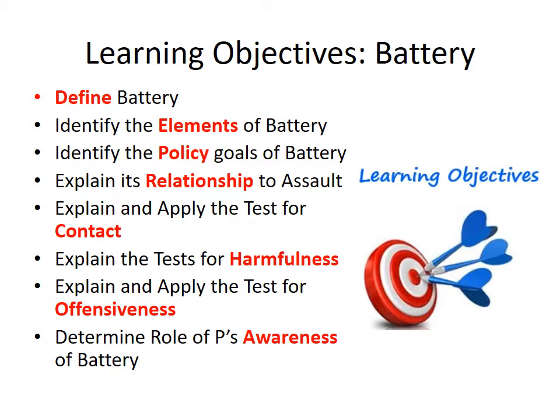When we're done with that, we'll then really dig into the defining element of battery, which is harmful or offensive contact. So we'll break down the constituent ingredients to that. We'll take a look at what we mean by contact, and we'll look at some cases that help us understand it. We'll explain the tests for harmfulness. We'll go on and take a look at the concept of offensiveness and see exactly how that's determined using some of the cases provided. And we'll wrap up by determining the role that awareness plays in making out the tort.